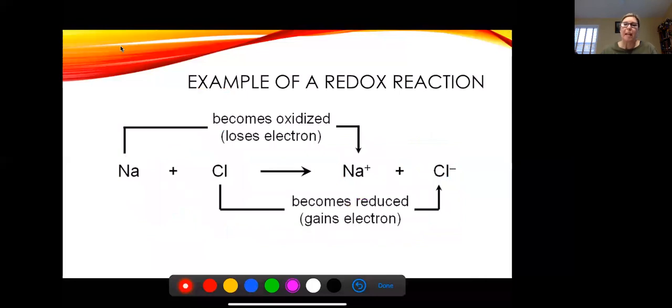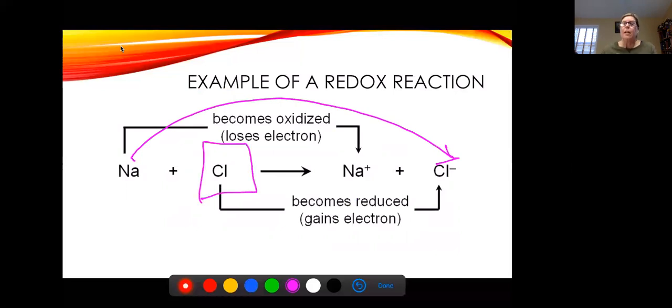So here is that example of that ionic interaction. We know that sodium is a group 1 metal. Therefore, if it loses one of its electrons, it will have met octet. It will resemble a noble gas. So happily, it will give up its electron to chlorine.